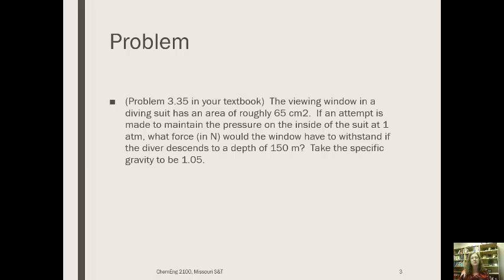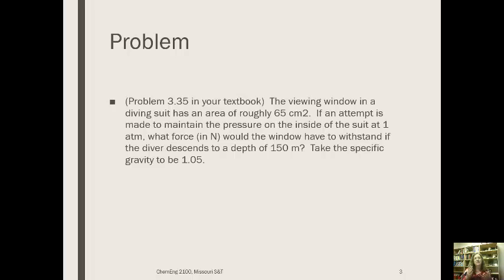So what force would you need to have on the window if you wanted to dive to a depth of 150 meters? Now, usually you're doing this in water. We'll take the specific gravity to be salt water, 1.05-ish. It varies a lot, but that's a good typical value. Okay? How are we going to solve this problem?